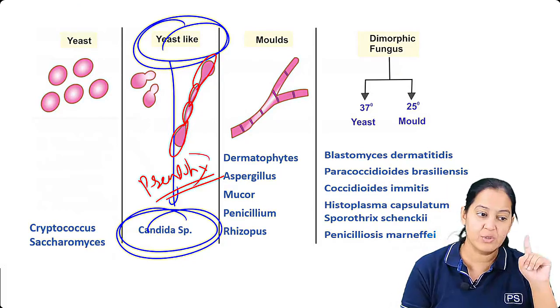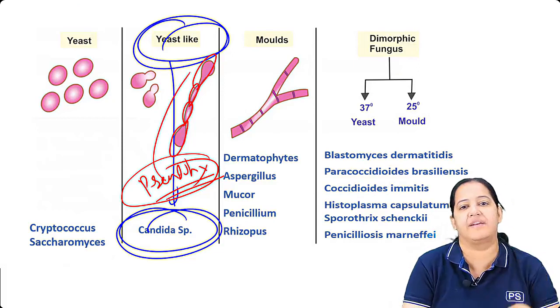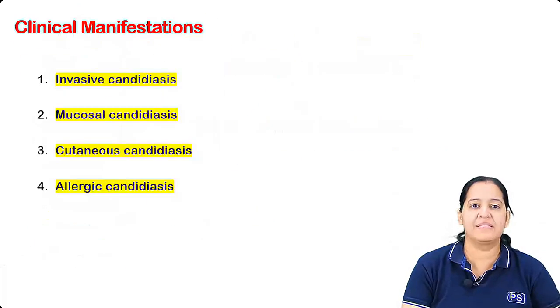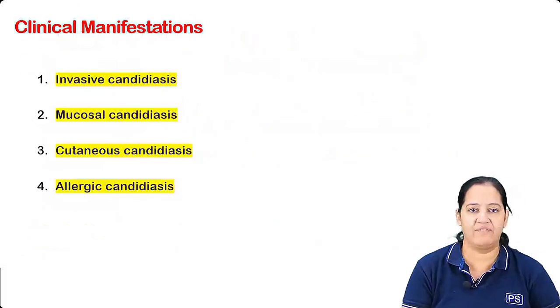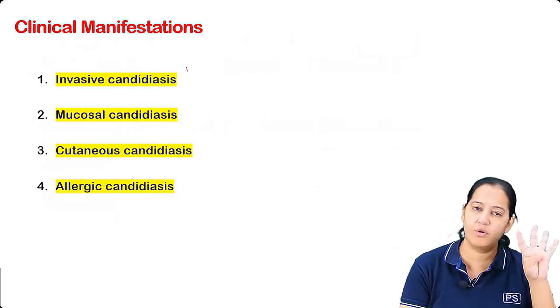So whenever you get the word pseudohyphae in your question, mark the answer Candida. You can say, ma'am, it's yeast-like and that's why it has the pseudohyphae. What clinical features does it cause? It causes four types of clinical features.